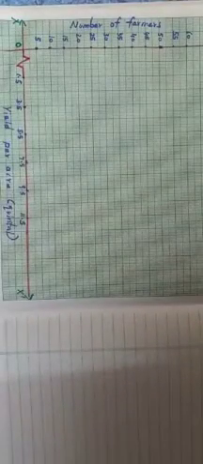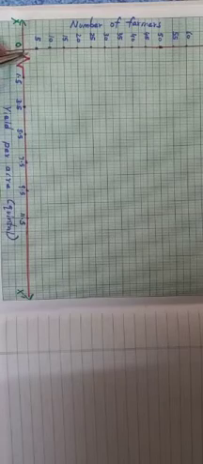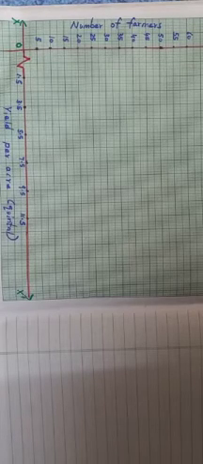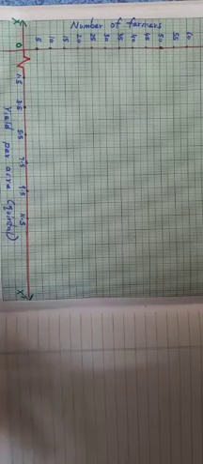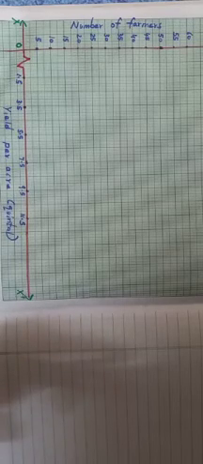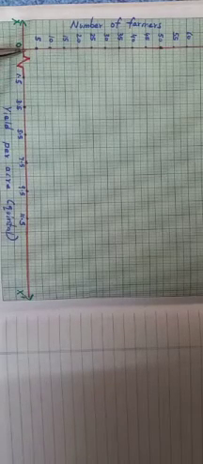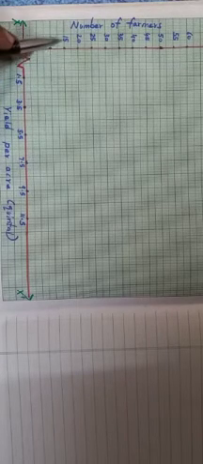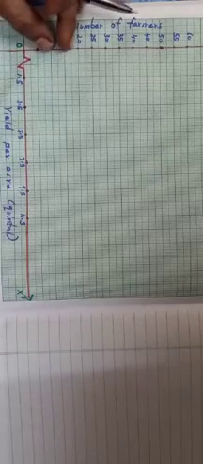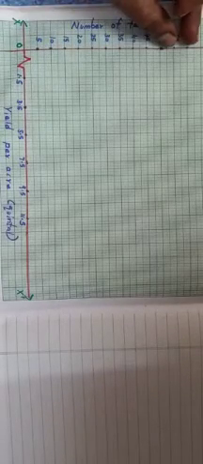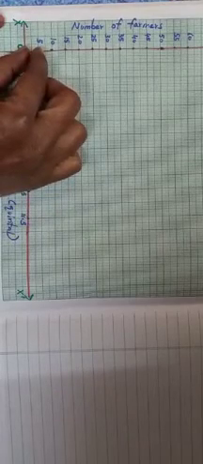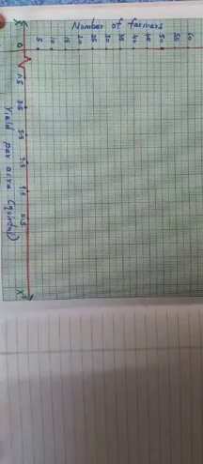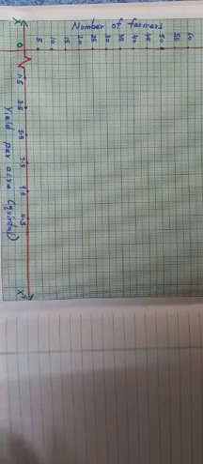So on the y-axis, 1 centimeter we can take as 5 because we have enough space to write. Some of them may take 1 centimeter equal to 10 also. No problem, it is your choice. But I felt enough space is there, so why take 1 centimeter equal to 10 farmers? So I took 5, 10, 15, 20. The difference is 5, so 1 centimeter is equal to 5. Here also 5 to 10 means 5, 5, 5. That way you have to write the scale. Okay, follow this.